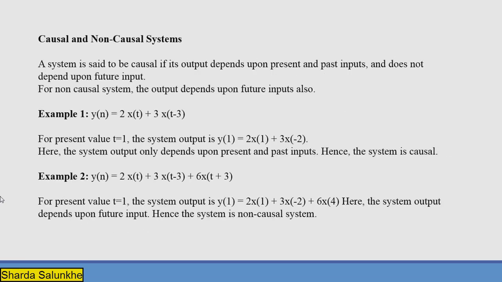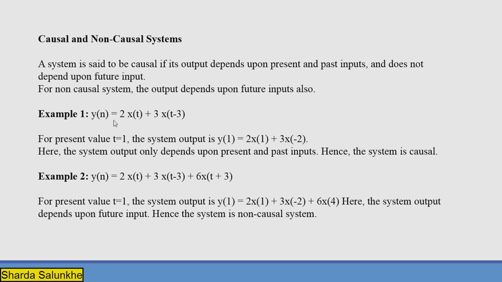Next one, causal and non-causal system. A system is said to be causal if its output depends upon the present and past inputs and does not depend upon future inputs. For a non-causal system, the output depends upon future inputs also.